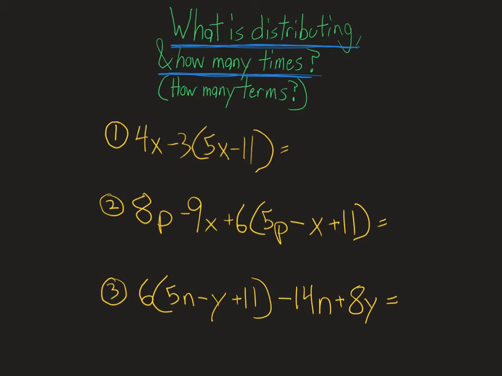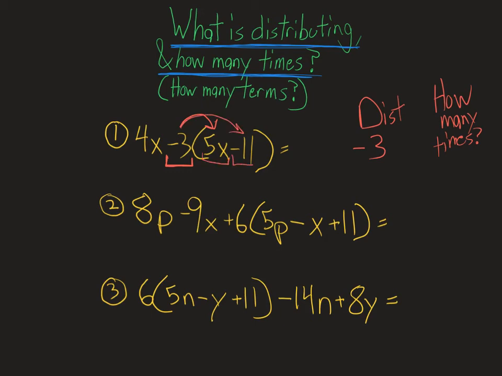Okay, first one. What are we distributing? This stupid highlighter. What are we distributing? The negative 3. Okay, that's what hopefully you're noticing. It's right up against the parentheses. And how many times? We're going to distribute that negative 3 twice. Okay, there's 2 terms in the parentheses. We're going to multiply it 2 times. Okay, next one, number 2.